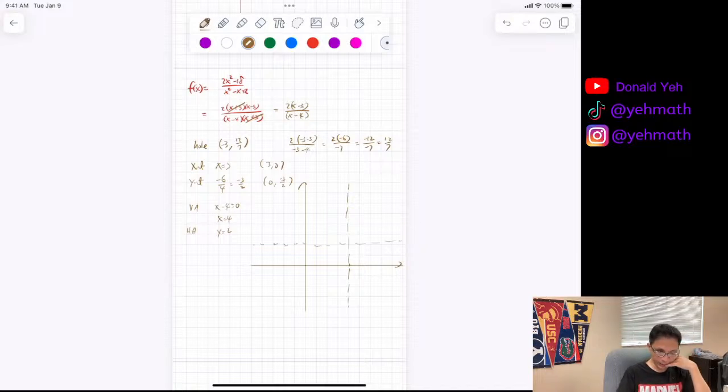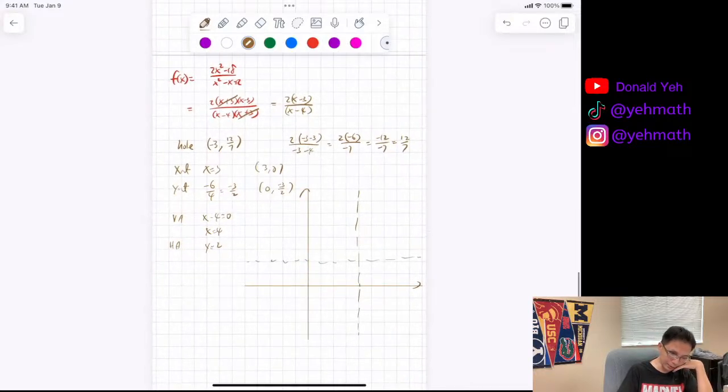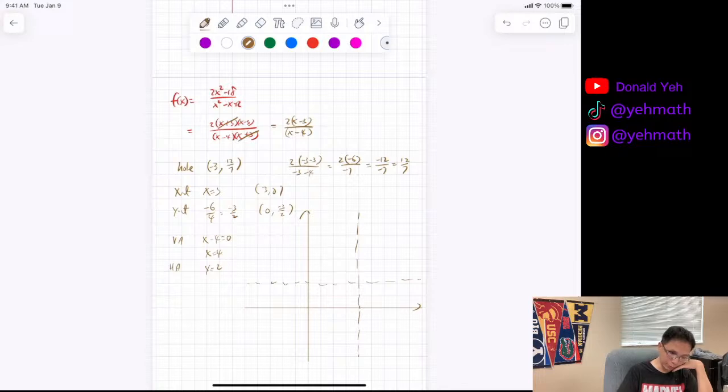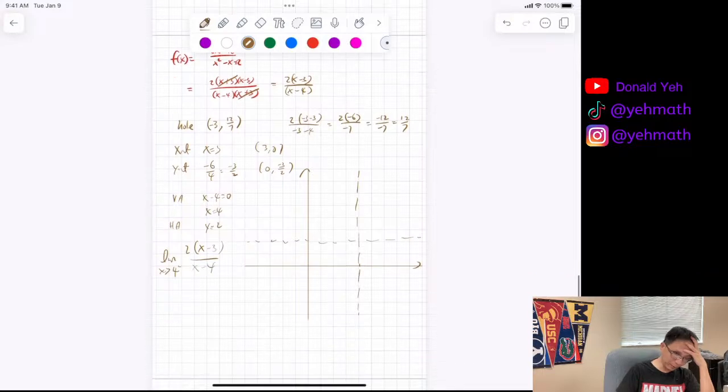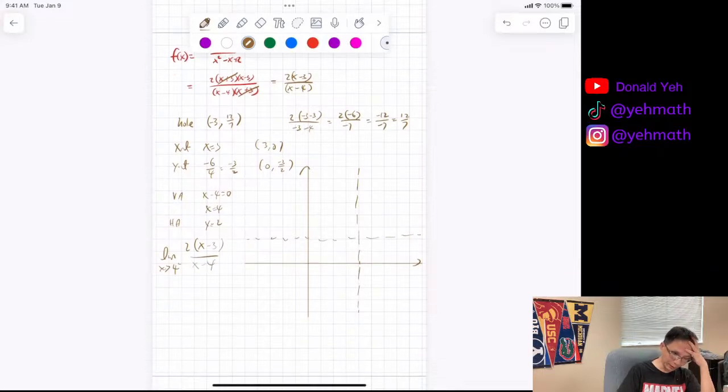How do they behave right next to the asymptote? So I'm going to plug in, let's say, 4.1 or 3.9. If the limit as x approaches 4 from the left, which is 3.9, will be 2 times x minus 3 over x minus 4. If you have 3.9, that's going to be a positive over a negative, so it's going to go to negative infinity.